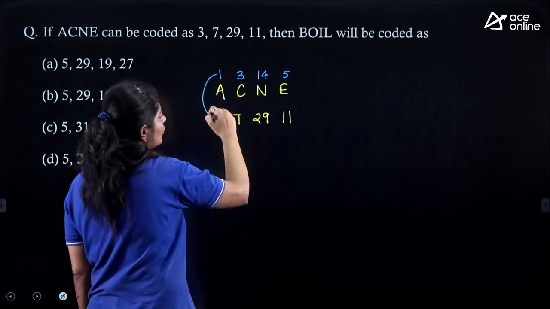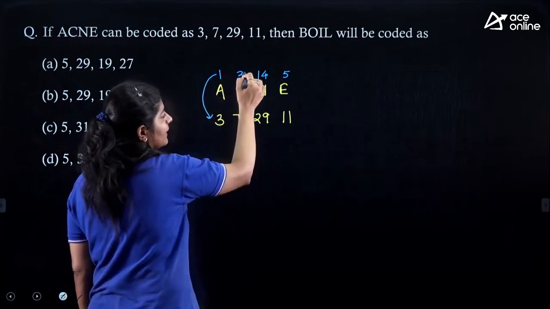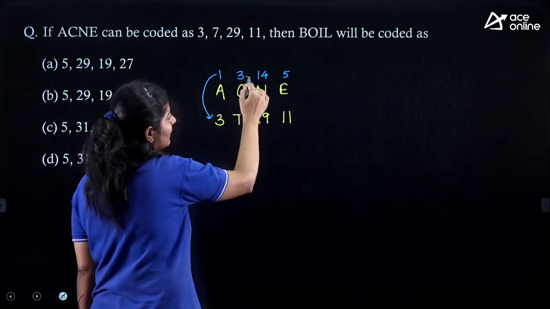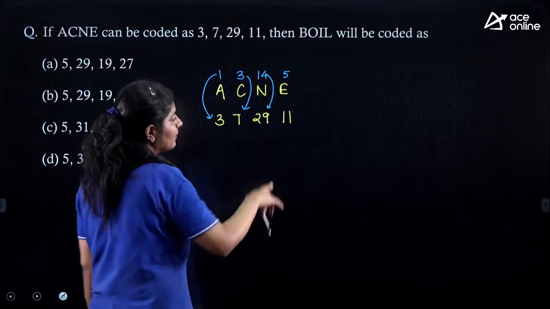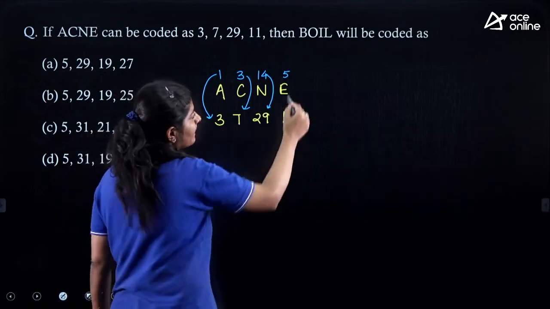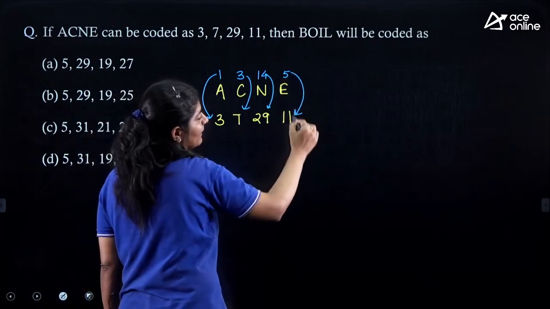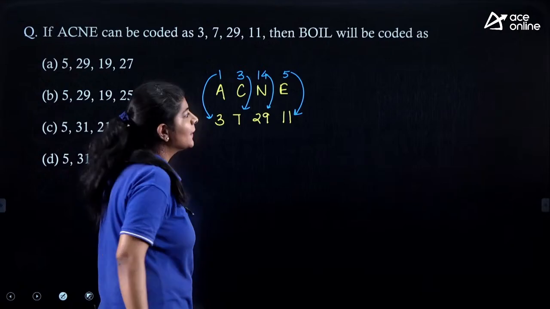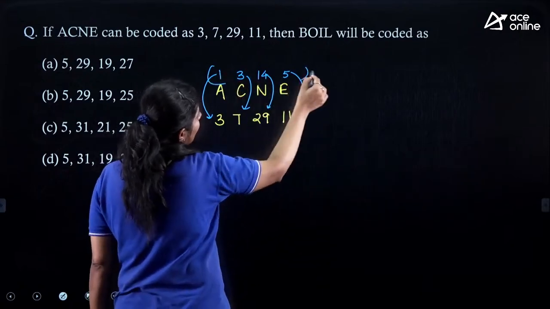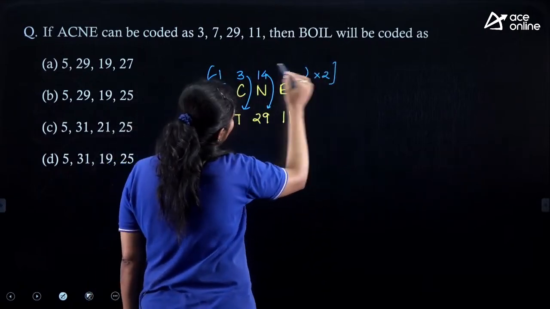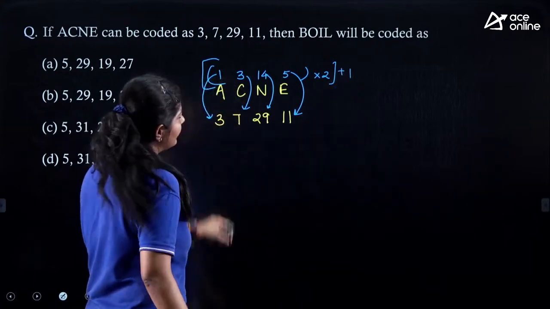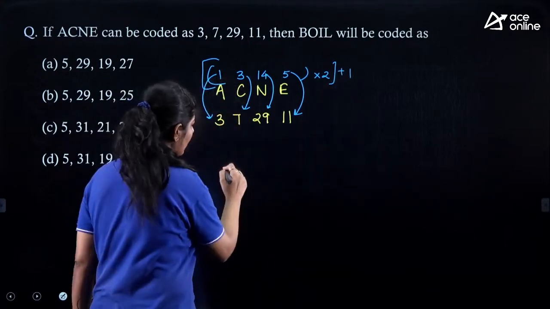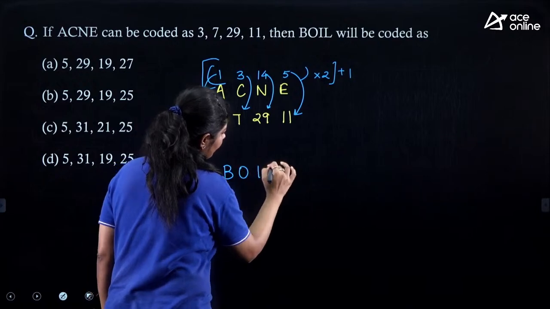Double of 1 is 2, 2 plus 1, 3. Double of 3 is 6, 6 plus 1, 7. 14 and 14, 28, 28 plus 1, 29. 5 and 5, 10, 10 plus 1, 11. So basically we multiplied by 2 and after that we added 1 to get the final result. So we need to apply the same logic with the word boil.